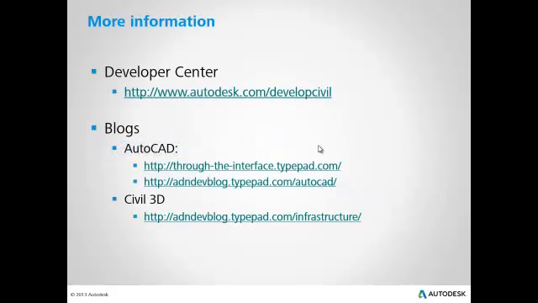You can also find some additional information at our developer center, which is located at autodesk.com/developcivil. We have a few blogs. One blog on AutoCAD is through the interface. We also have the ADN dev blog for AutoCAD and the ADN dev blog for Civil 3D, which is ADN dev blog typepad.com/infrastructure. On this blog you will find a lot of information on the Civil 3D. You can just copy that and use the code that is available on the blog.